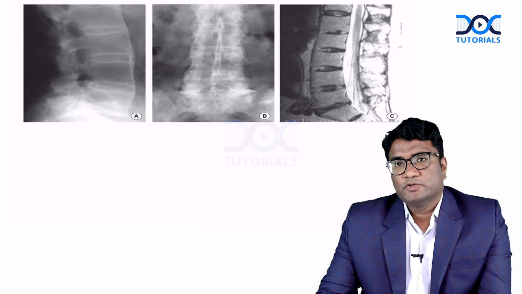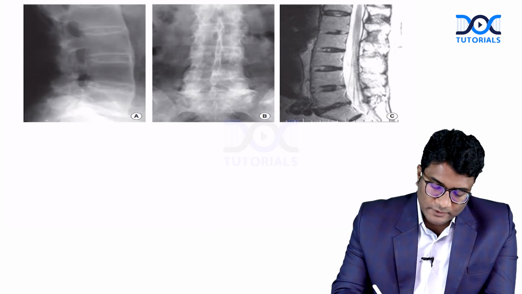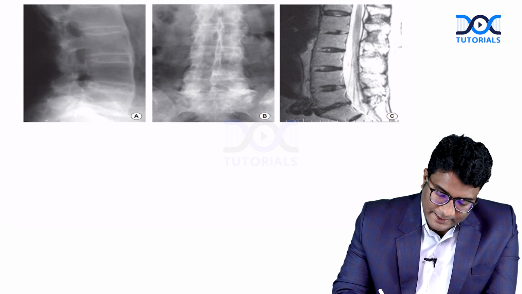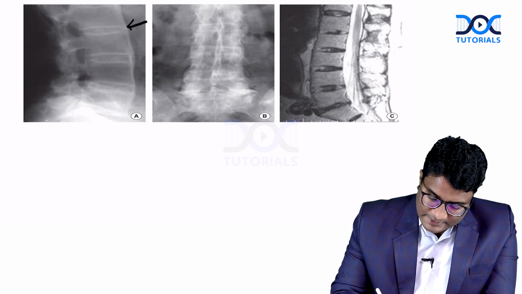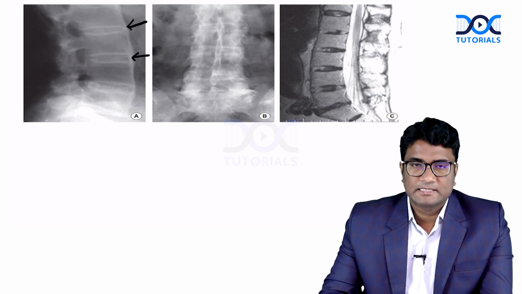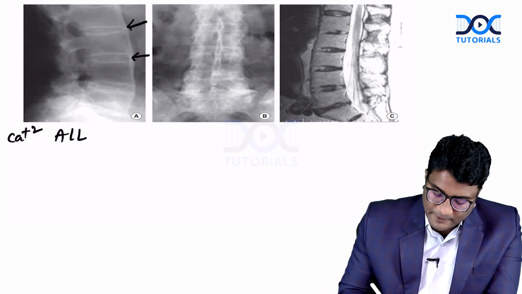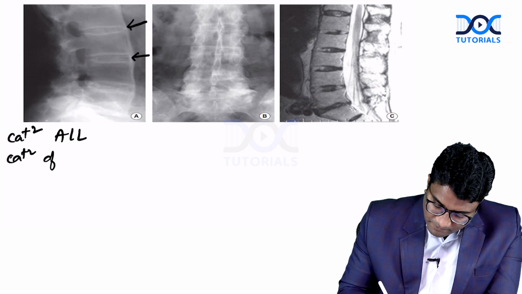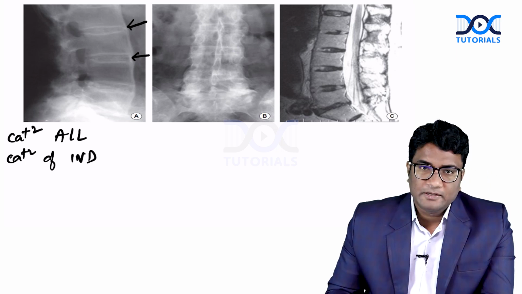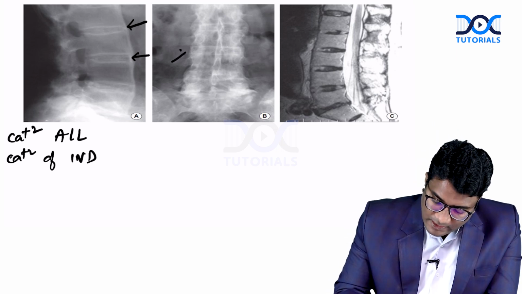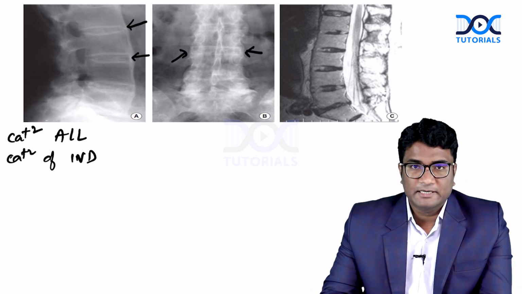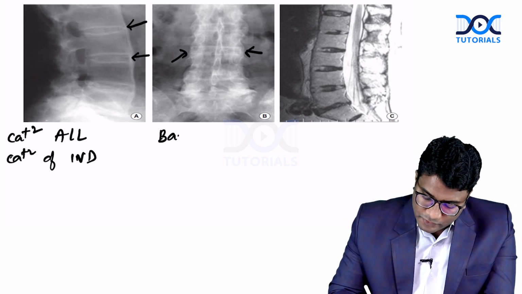So, what are the findings that you see in ankylosing spondylitis? You will see calcification of the anterior longitudinal ligament and calcification of the periphery of the intervertebral disc. So, there is a calcified anterior longitudinal ligament, and calcification of the intervertebral disc giving rise to the bamboo spine.